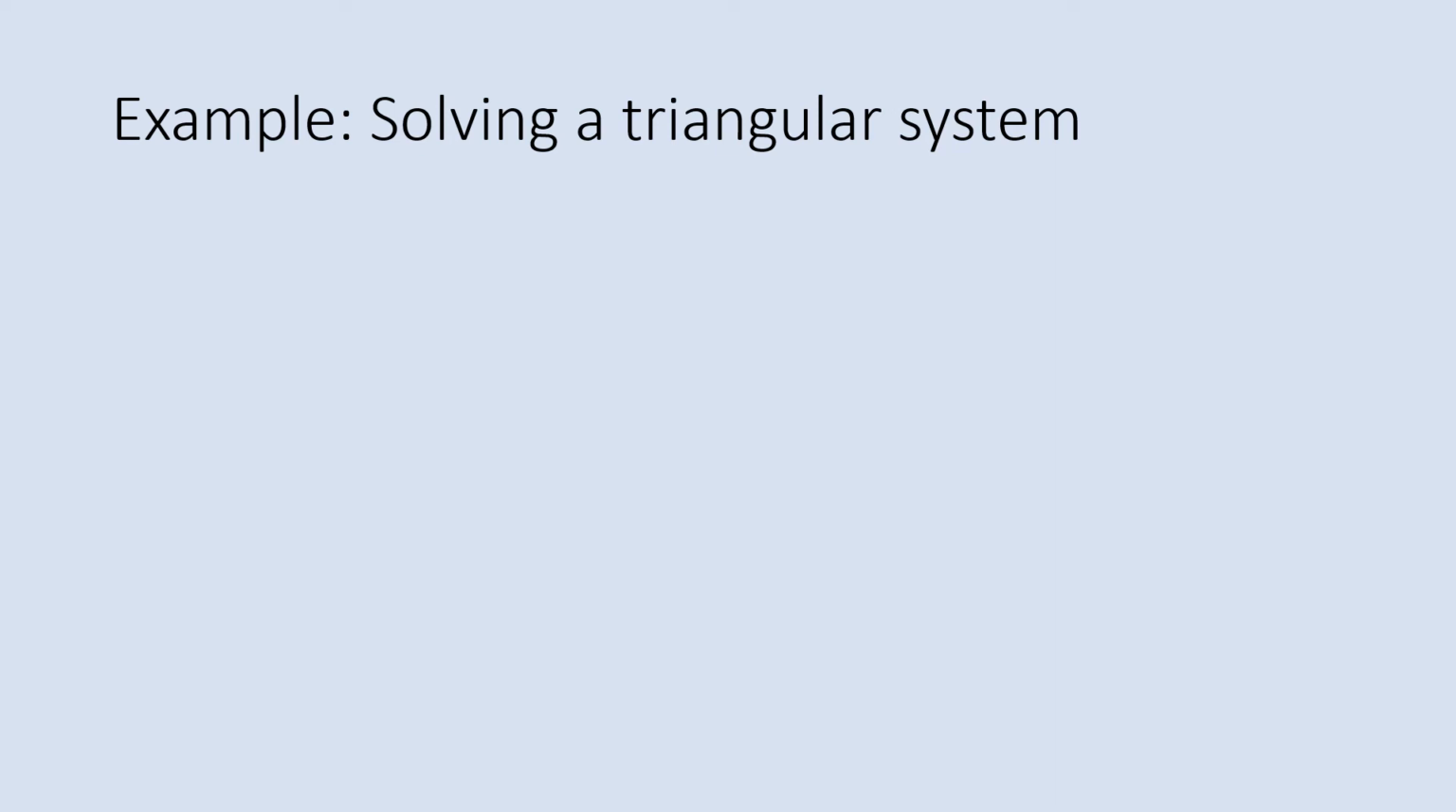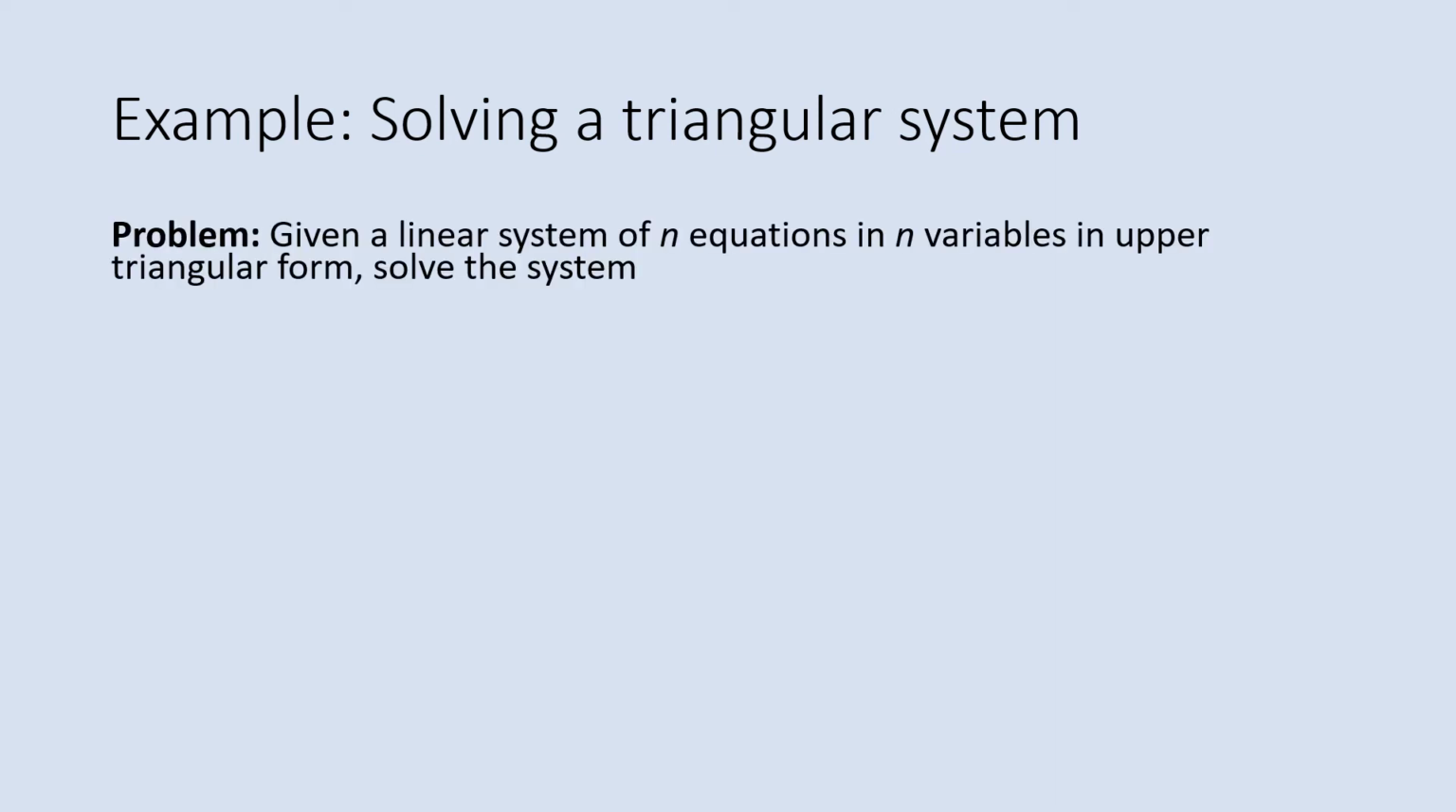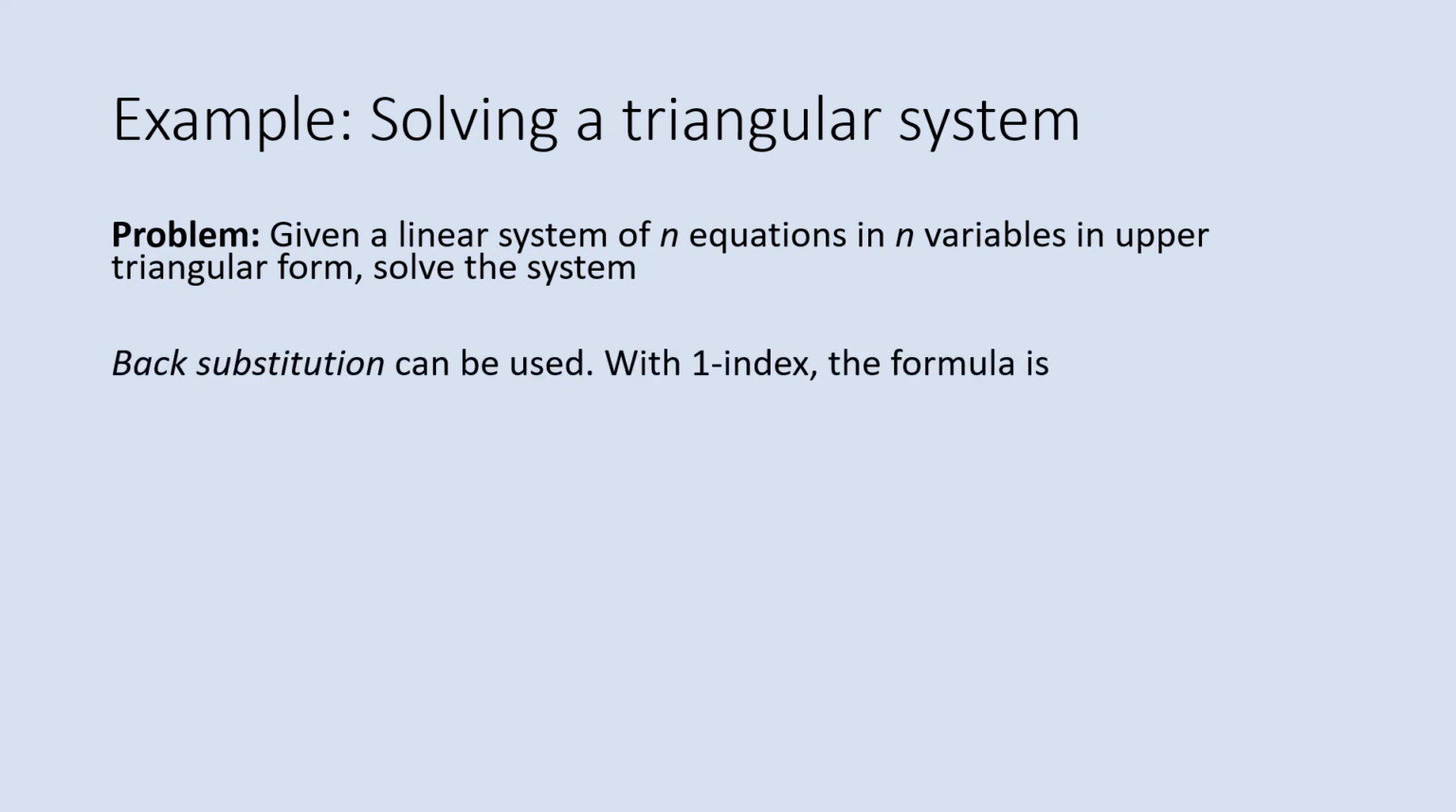Let's suppose we wanted to solve a triangular system. We're going to look at n equations with n variables in upper triangular form. So we have n equations, n variables. Upper triangular form means there's a lot of zeros in our matrix. And then we have the right-hand side of the equations. And so we're going to solve that the way we would typically expect, using back substitution.